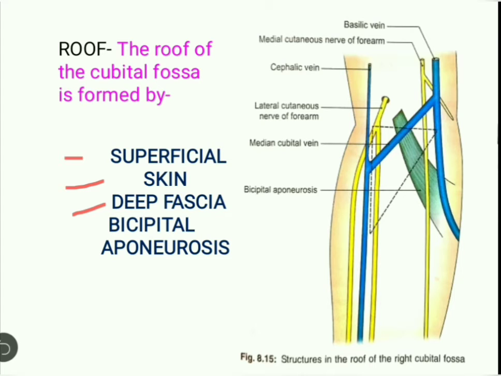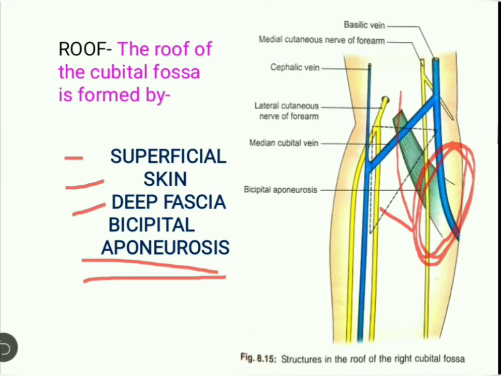So what is bicipital aponeurosis? It's nothing but an extension of the biceps brachii tendon, and it is a flat and thin tendon sheet, and it will descend down and it will get attached to the skin over here. This is the bicipital aponeurosis.